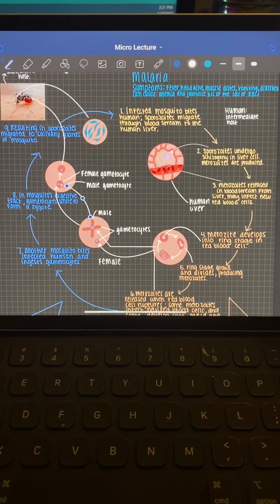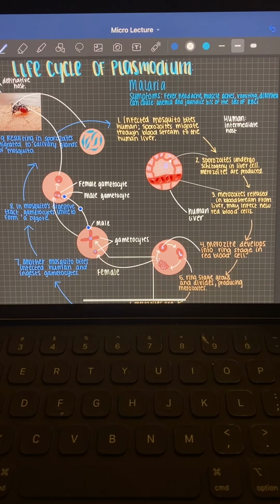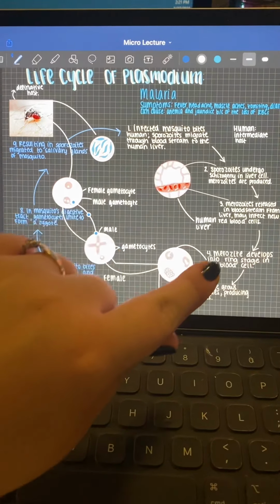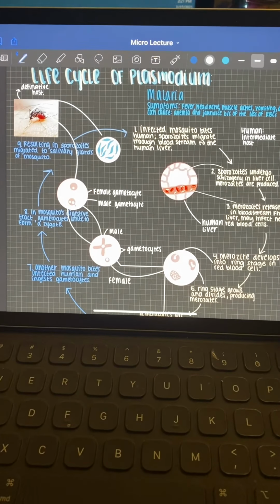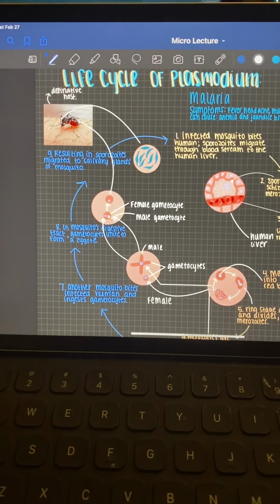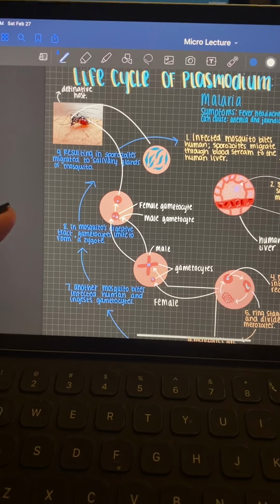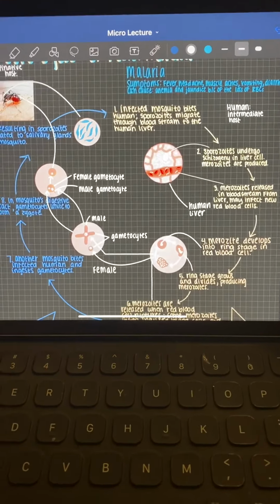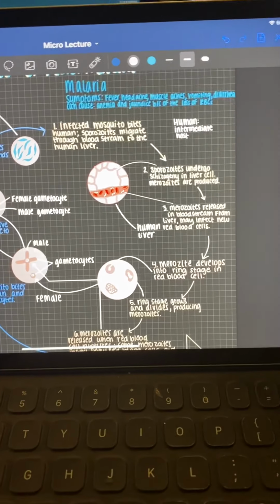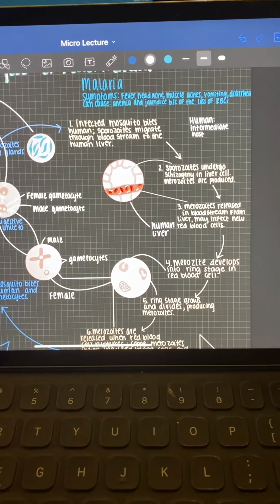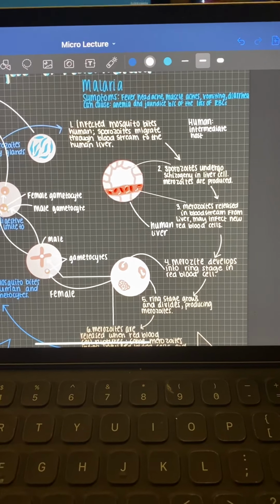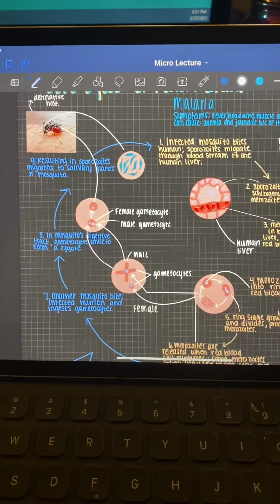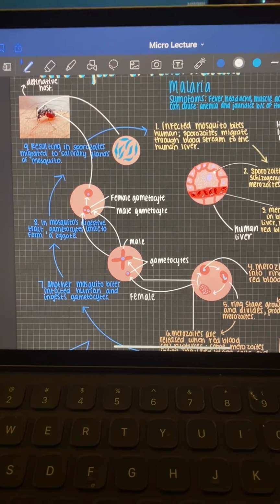So before we get into the chart, the intermediate host would be the human, which is going to be all in the yellow. And then the definitive host is the side with the blue. It is the mosquito. And I would also like to point out that the yellow is the asexual reproduction stages, whereas the blue is the sexual reproduction stages.